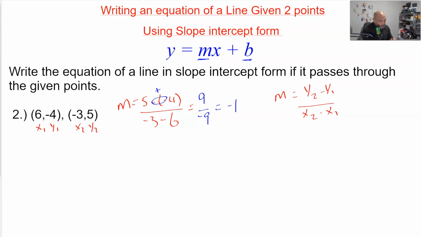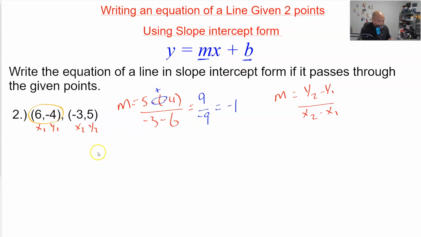So what we're going to do is go over here, and we're just going to pick a point just like before. We could pick either one of these points. I'm going to start off with this one, 6 and negative 4, right? x is going to be 6, and y is going to be our negative 4. So we're going to take this and substitute it into our equation, y here and x here, and our m, and then we're going to solve for b.